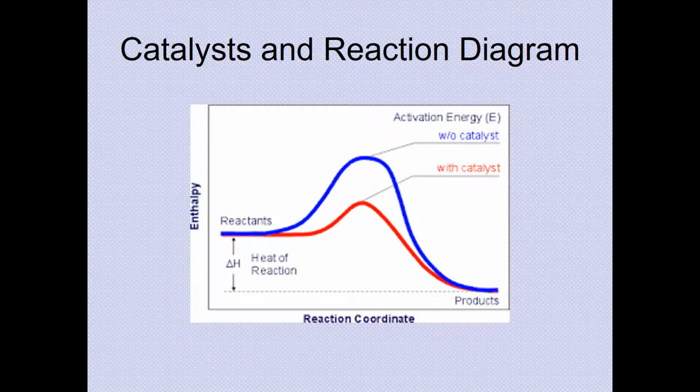So we can see in this diagram here, we have in blue our original chemical reaction with our delta H. Now you'll notice the delta H stays the same with the catalyst, but the activation energy is the only thing that is lowered, allowing this reaction to happen quicker.